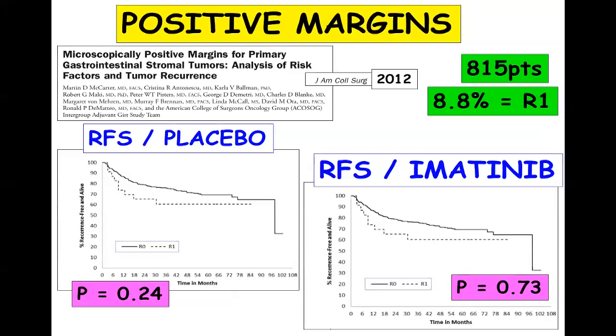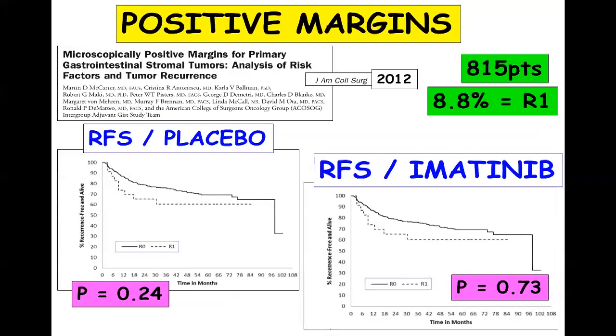But what about positive margin in GIST? This paper, a very good paper, published in 2012 on 815 patients with 8.8% with R1 resection. Look at the analysis of risk factor and tumor recurrence according to positive margins.